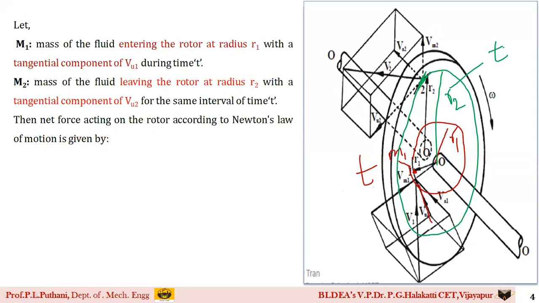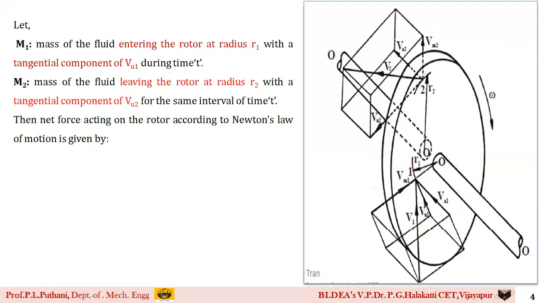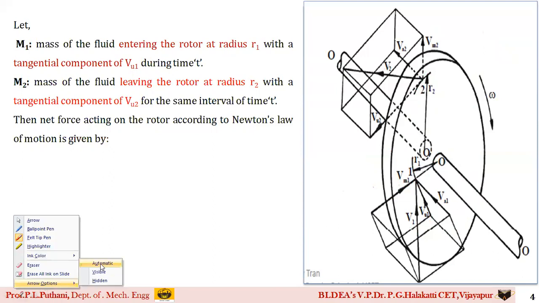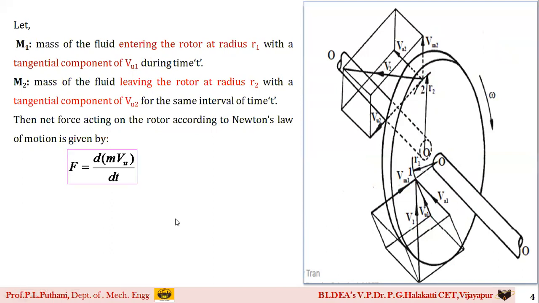Then the net force acting on the rotor, according to Newton's law of motion, is calculated in this form. F is equal to d(mV)/dt, differentiation with respect to time throughout the process. Another thing I have told is that no mass accumulates in the rotor, which means continuous mass is flowing under steady case. So I can write this as M1 Vu1 by gc into t, minus M2 Vu2 by gc into t.